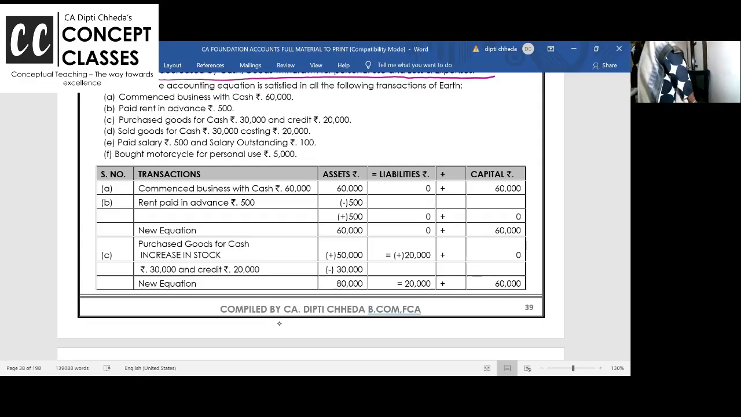Shall we start? First problem is already solved for you. Just look into your material and put a tick. Any point not clear, ask me now. Okay?